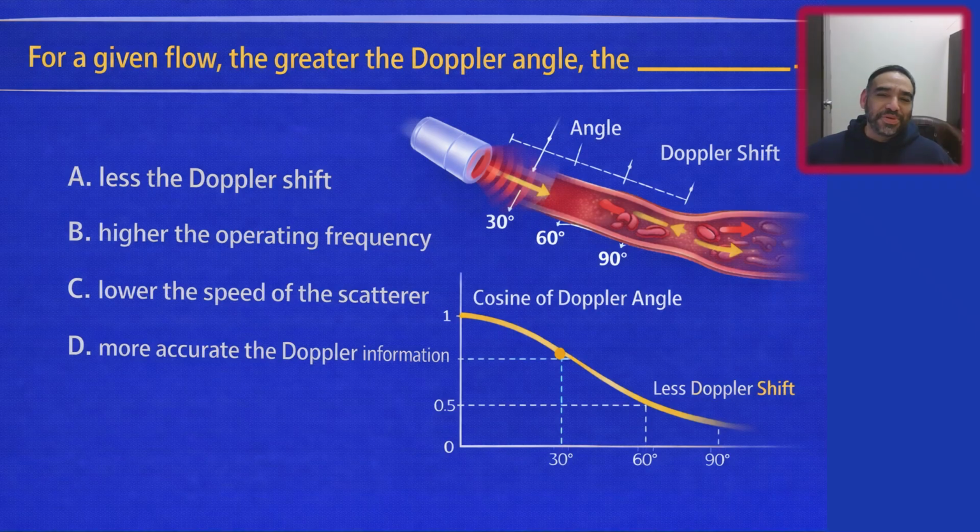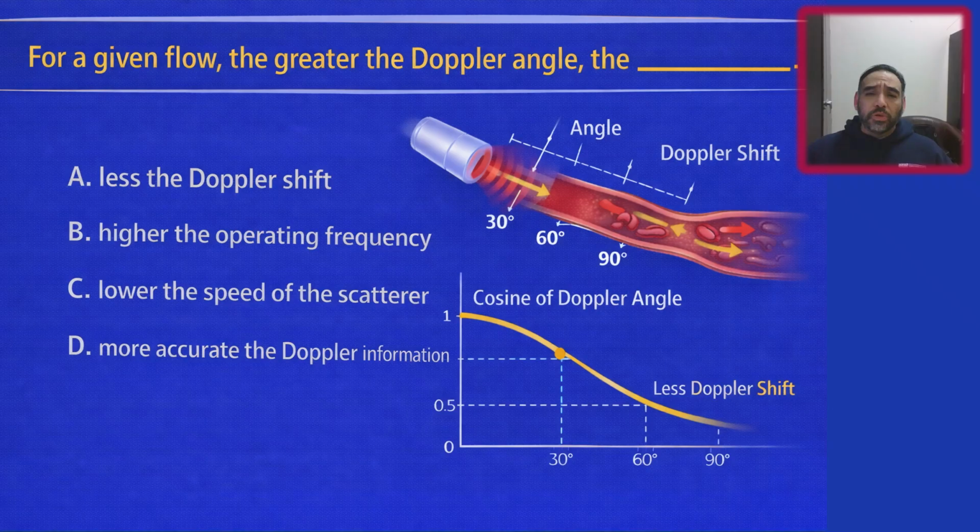Remember or memorize the equation. Go back to the Doppler equation: F sub D is equal to 2 F sub naught times V times cosine theta, all divided by C. Notice what's in there is the cosine theta. Think about what happens to cosine as the angle increases from 0 to 90 degrees. Cosine 0 is equal to 1, cosine 60 is equal to 0.5, cosine 90 is equal to 0.